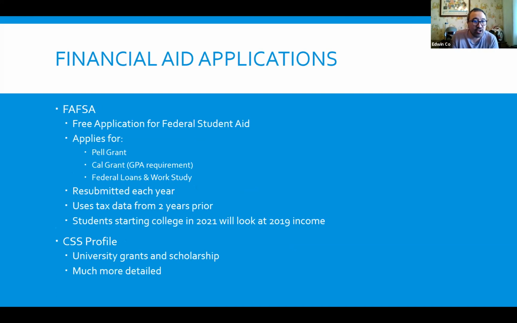Financial aid applications. There are two primary ones that you'll be looking at this year. The first one is the FAFSA, the Free Application for Federal Student Aid. It qualifies you for the Pell Grant, the Cal Grant, and also federal loans and work study. It needs to be resubmitted each year, so that's why I'm having you fill it out. Next year during the fall, you're going to have to resubmit it again.